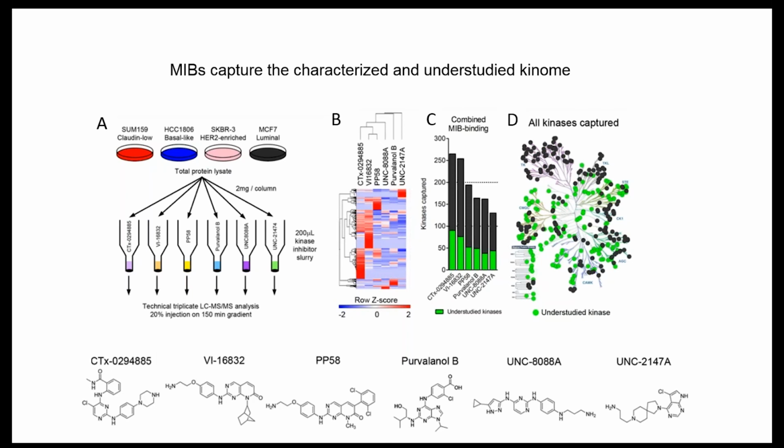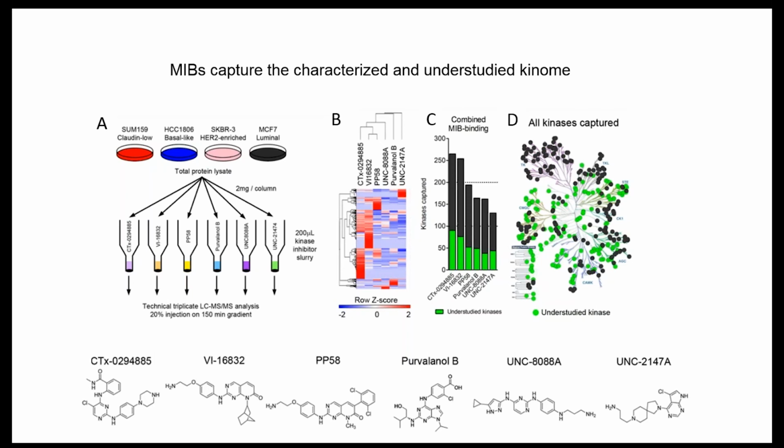In this experiment, if we look at A, you can subtype breast cancer into 4 subtypes. Triple negative is basal-like and claudin low. There's a HER2 enriched and a luminal. We took multiple cell lines from these, and here I just have 4 cell lines, 1 from each subtype. And we did MIB-MS with different beads.